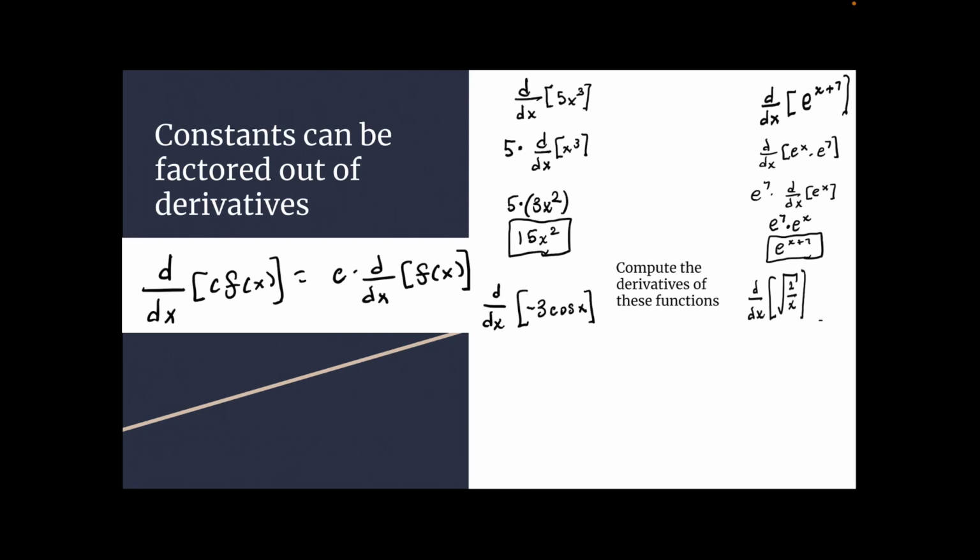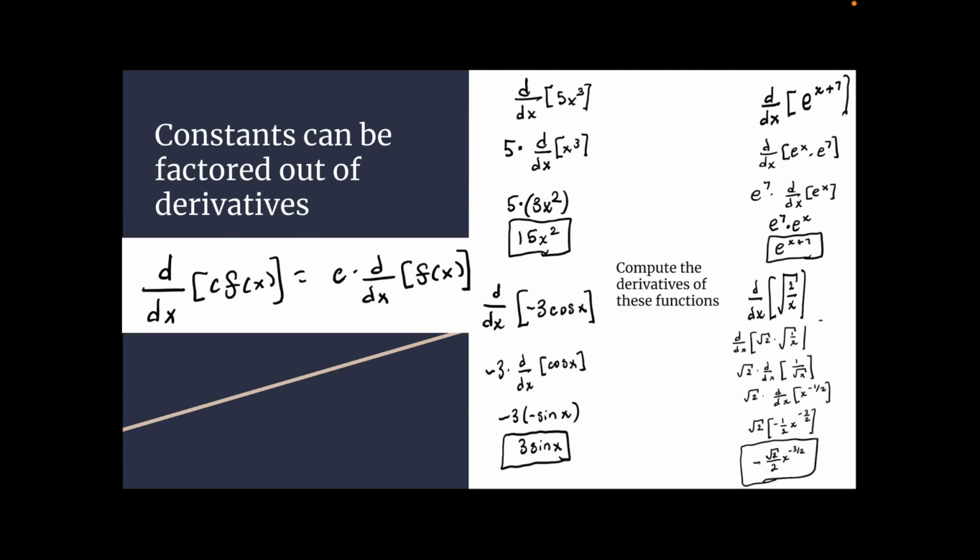The next one, we have the derivative of negative 3 cosine of x. We can also factor out negative constants. So we have negative 3 times the derivative of cosine of x, which is negative sine of x. So we have negative 3 times negative sine of x, which is 3 times sine of x.